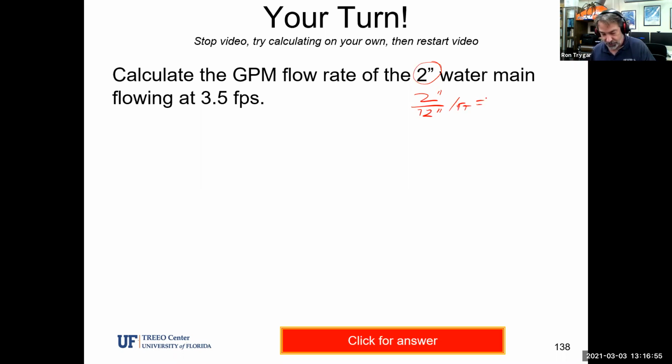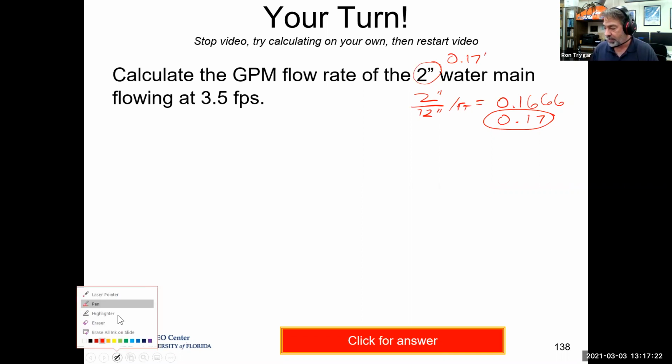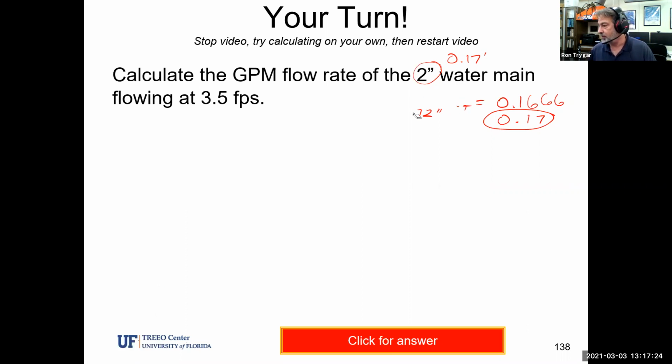So 2 divided by 12. I got 0.1666, and it keeps right on going. So how about we go with 0.17 as our feet. This is now going to be 0.17 feet of diameter. No more inches. Now we're in feet units. So let's go ahead and erase this off of here so we're not confusing this with anything.